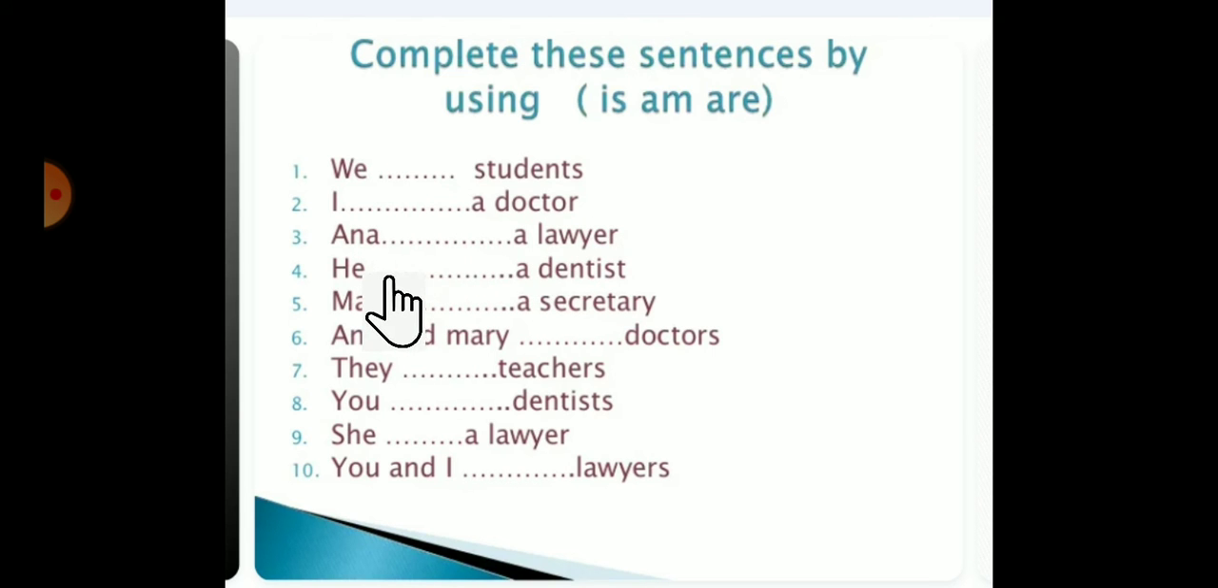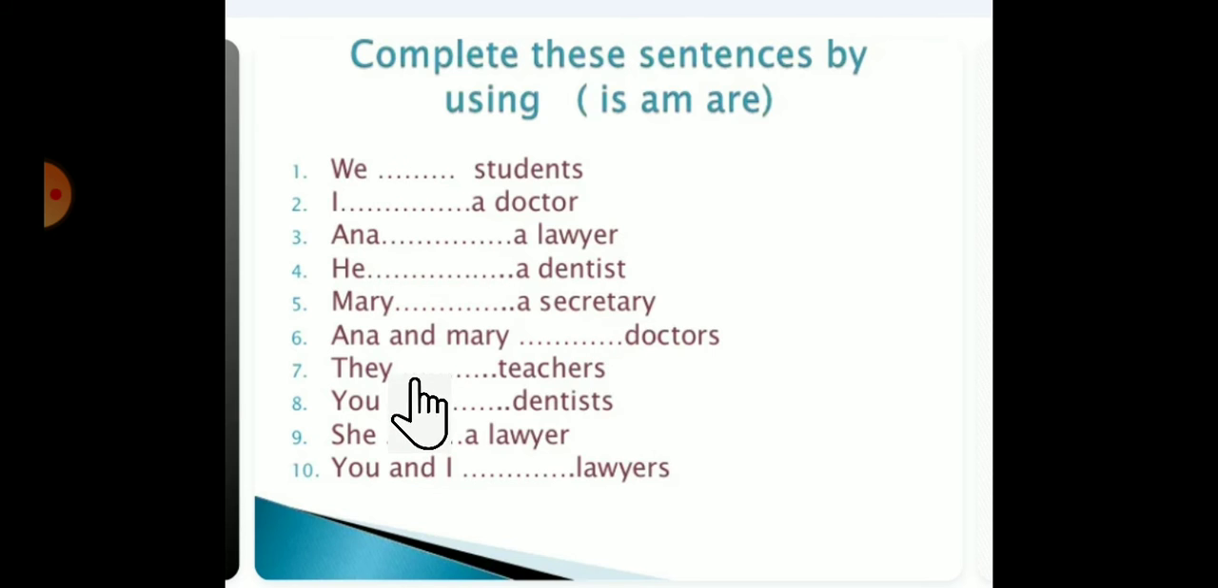Second, Anna dash a lawyer. Anna is a lawyer. He dash a dentist. He is a dentist. Mary dash a secretary. Okay, Mary is a secretary. Secretary is a very responsible person. It is a very responsible designation, and the role of the secretary is very important in any organization, in any system. Okay, students, so secretary is a post.